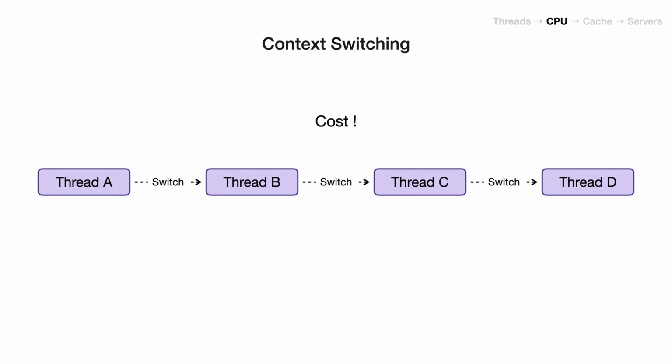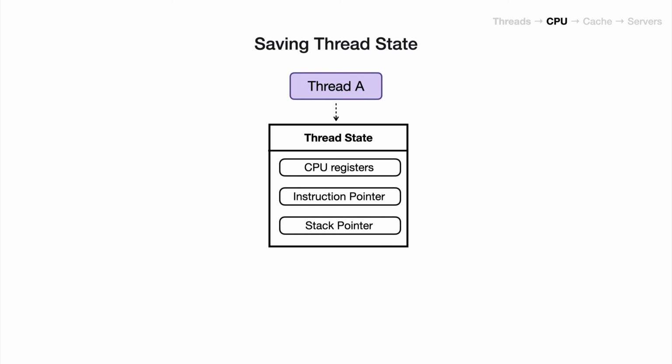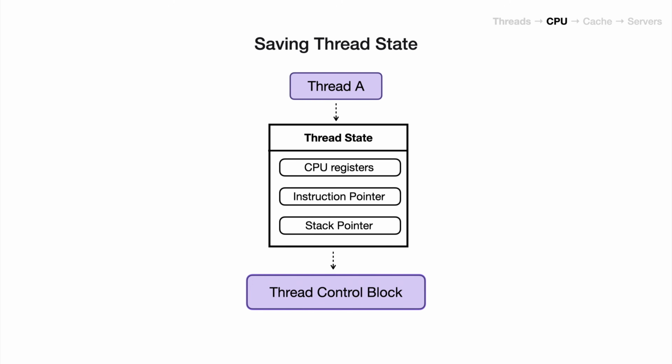So, what exactly happens during a context switch? When the CPU stops running a thread, it has to remember where the thread stopped. Things like the values in the CPU registers, the current instructions, the position of the thread stack. All of this state is saved by the operating system, usually inside a structure called the thread control block. Only after saving that state can the CPU load the state of the next thread.